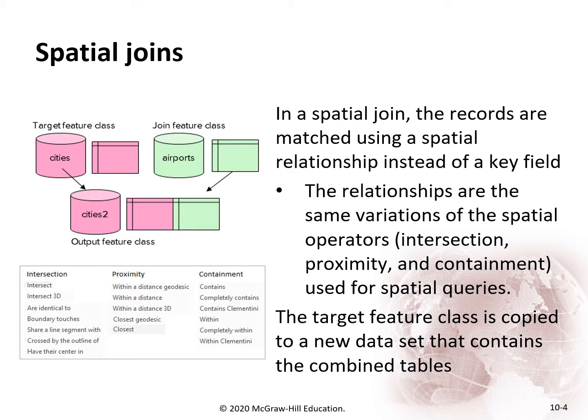Spatial joins are a little different. In a spatial join, the records are matched using a spatial relationship instead of a certain key like a FIPS number. The relationships are the same spatial operators that you've used for spatial queries: intersection, proximity, and containment. You're trying to remember what that is. Intersection: something crosses or touches something. Proximity: it's the closest thing to it. And containment: something is inside of something else.